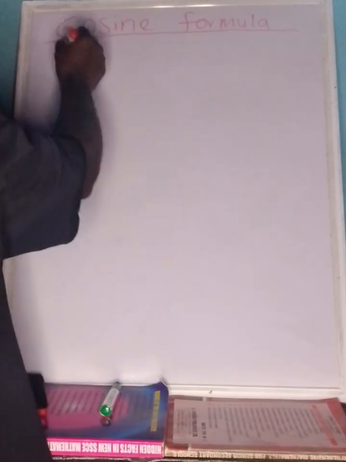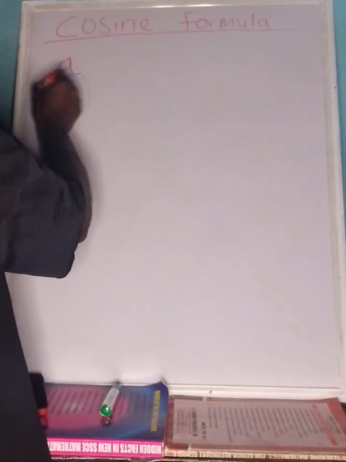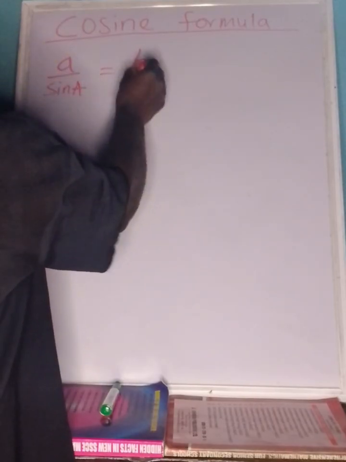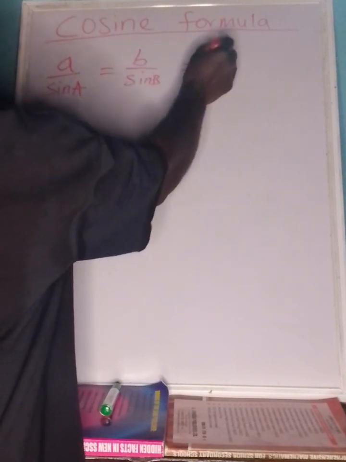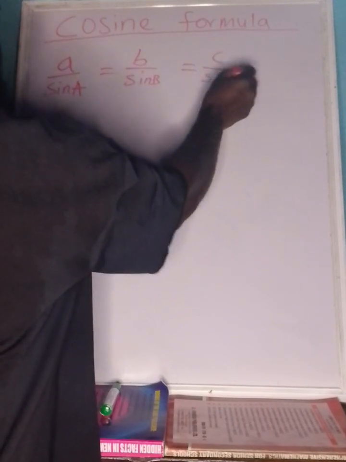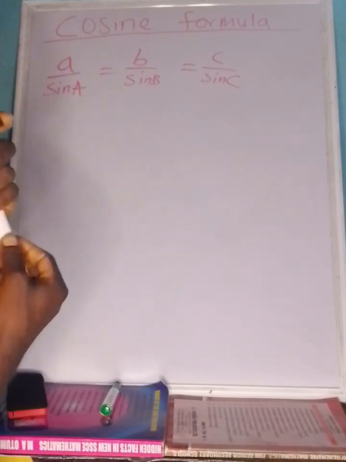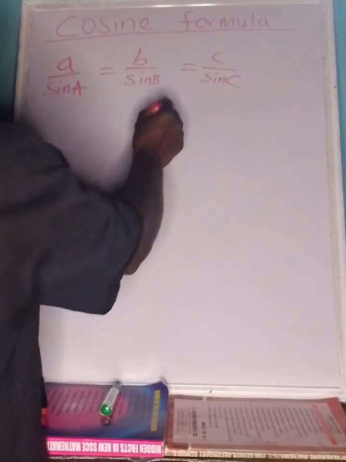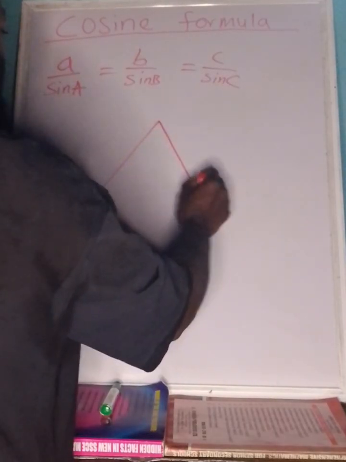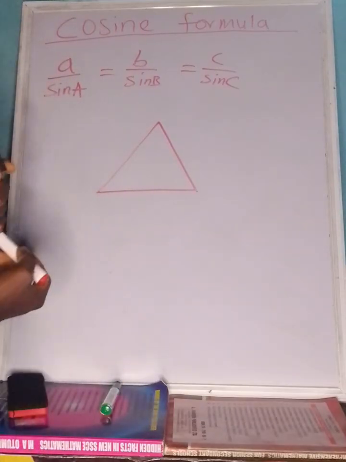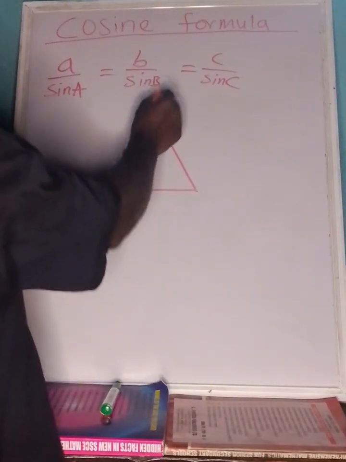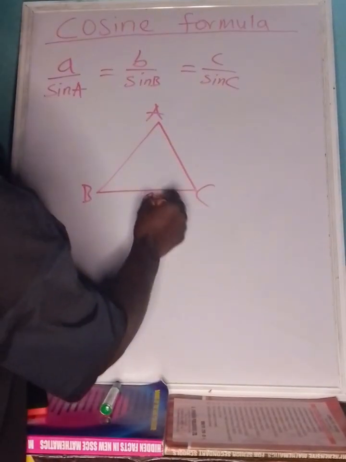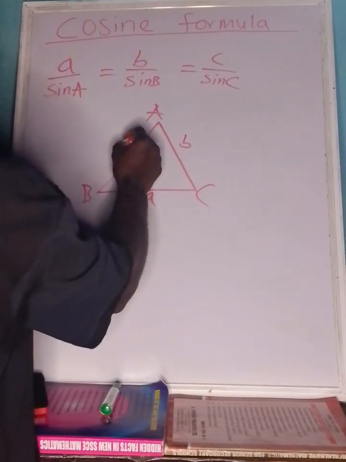The other day we looked at this: a divided by sine A is equal to b divided by sine B, equal to c divided by sine C. This is how simple sines formula is. Sines formula is telling you that in a triangle like this, where you have angles A, B, C, and you have small letter a, small letter b, and small letter c.